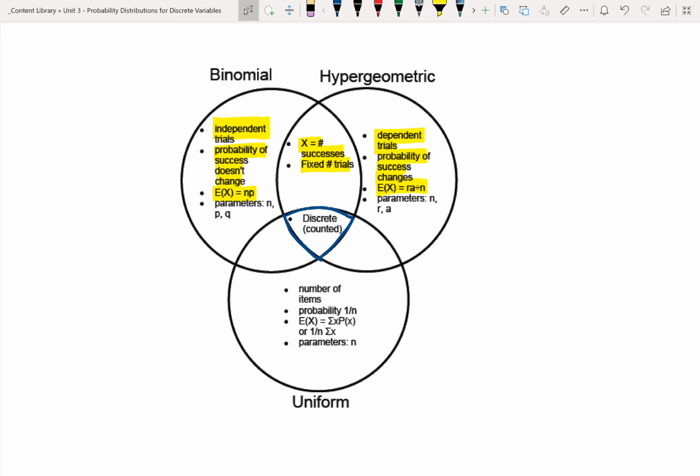For uniform distribution, again, uniform distribution refers to when we have a number of items and the probability is always going to be 1 over n, because they have an equally likely chance of occurring. And again, the E(X), or the expected value, is going to be different as well. So if you are unsure of what these are, I'd go back into our previous notes and take a look at the specific characteristics of each type.